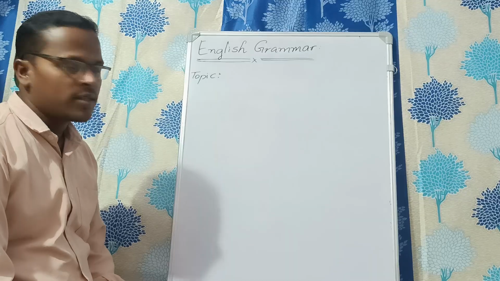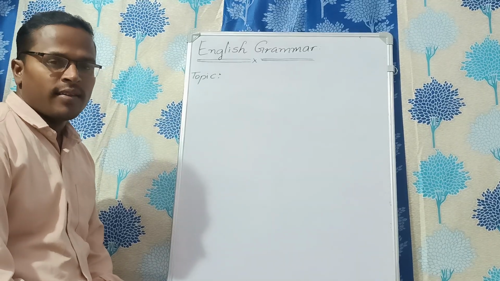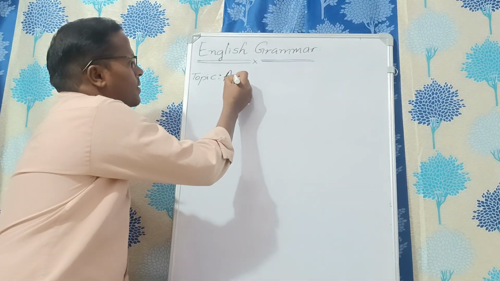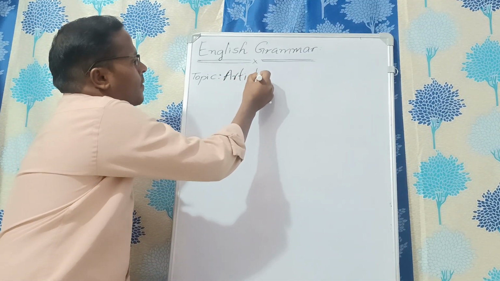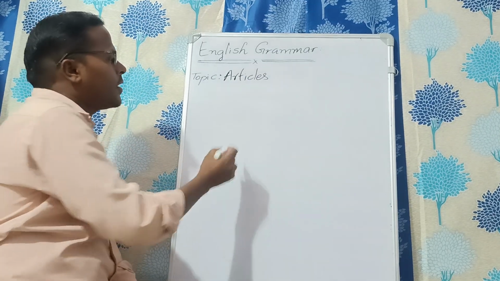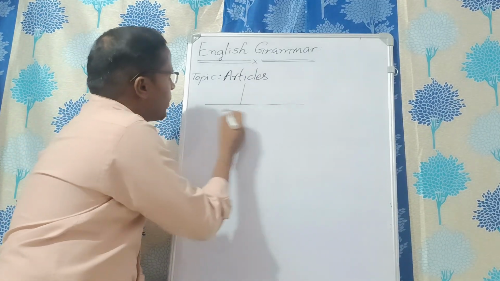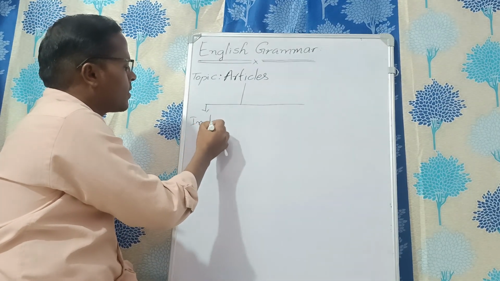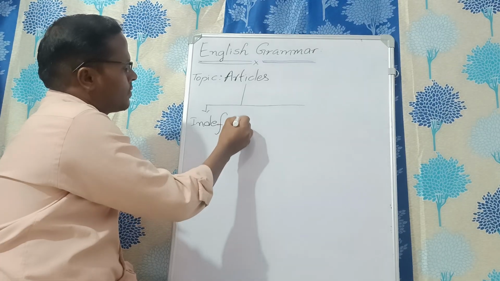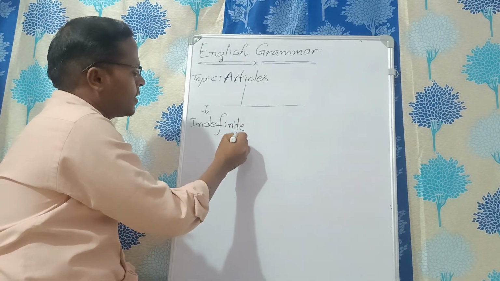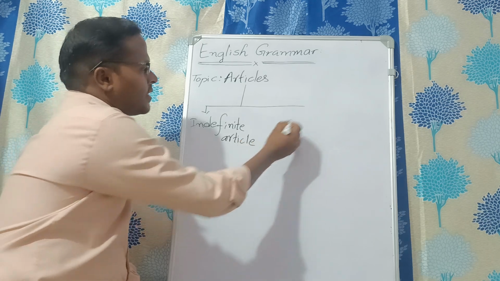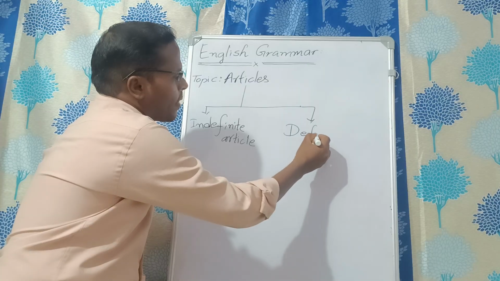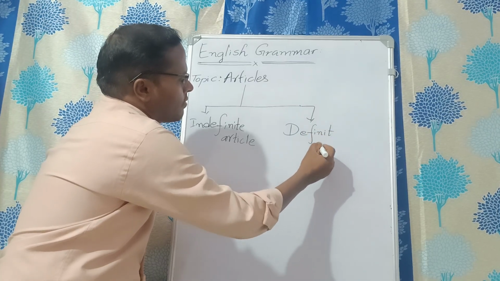Today I am going to explain articles from English grammar. Articles are divided into two types. The first one is the indefinite article, and the second one is the definite article.